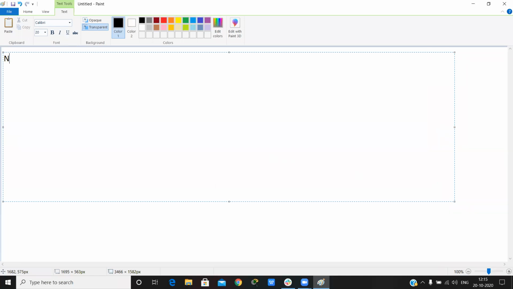So first we know about what is a network. When two or more devices connect together to share information, that is our network. After that, we'll learn about types of network.